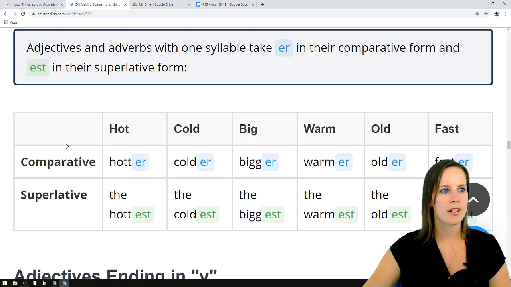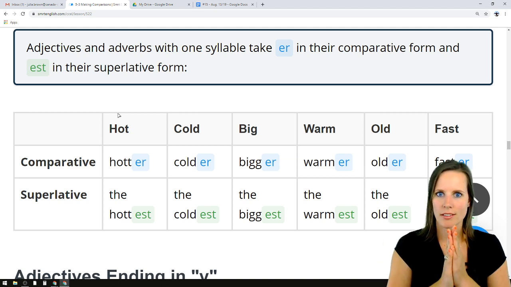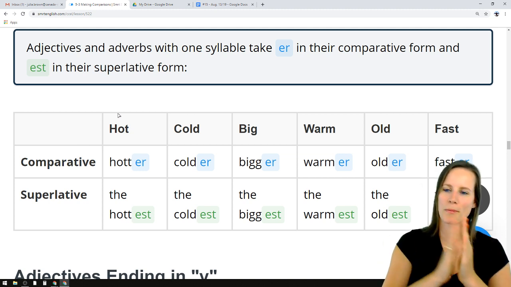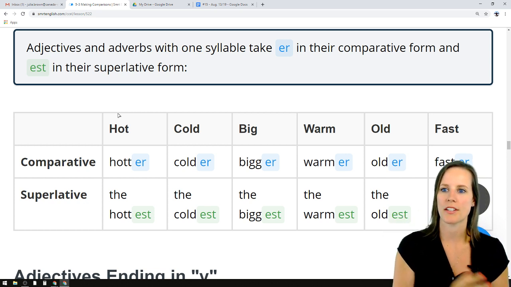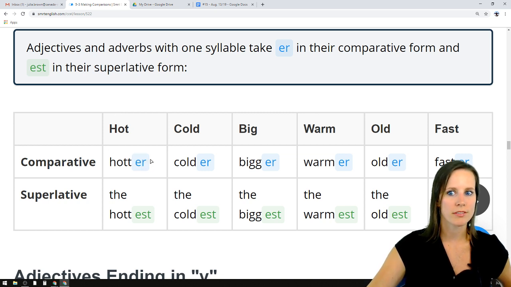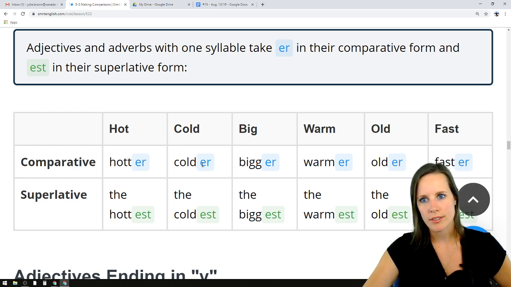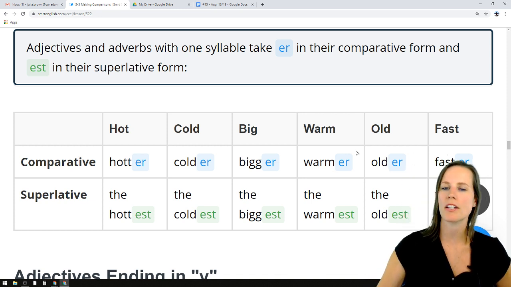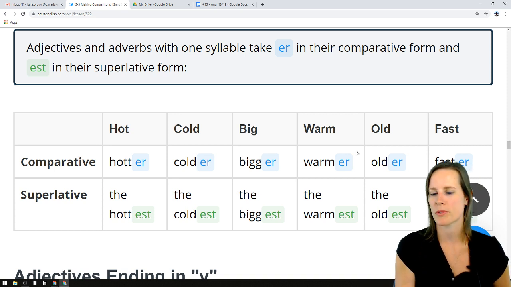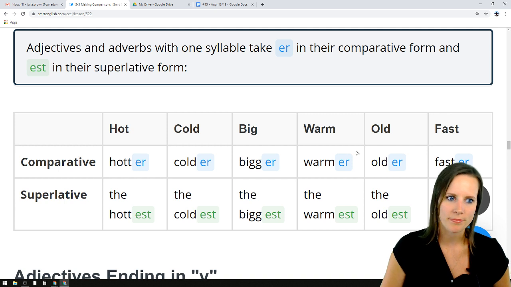Okay, so here are some examples. Hot, cold, big, warm, old, fast. These are all one syllable adjectives or adverbs. Okay, so you can see hotter is the comparative. You do need to add that extra T. Colder, bigger, warmer, older, faster. Okay, so we're not using the as form. We're using the comparative form. So they are different ways of comparing.